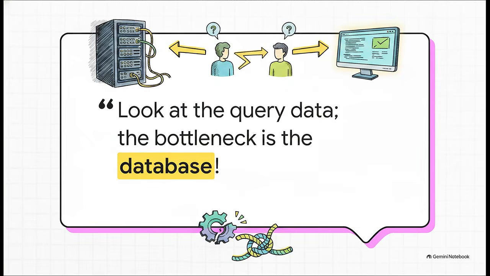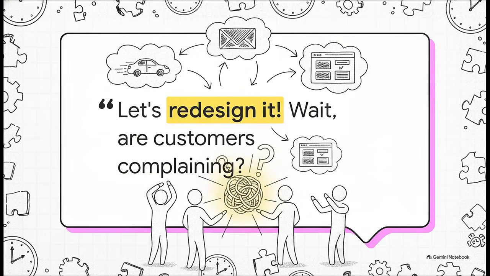The friction is immediate. You've got the software engineer trying to fix the front end, the database engineer pointing at the back end, and absolutely nobody is aligned. Two people, two completely unaligned solutions. And then the rest of the team jumps into the fray. The product manager chimes in with, hey, let's just redesign the whole thing, which makes the support lead basically throw their hands up and go, wait, hold on. Are customers complaining about the speed or the layout?